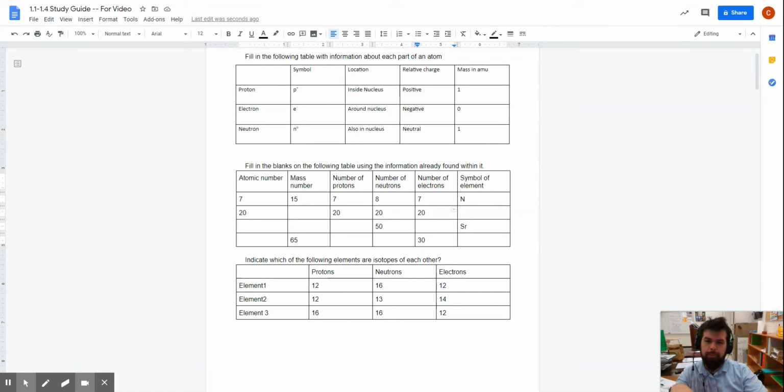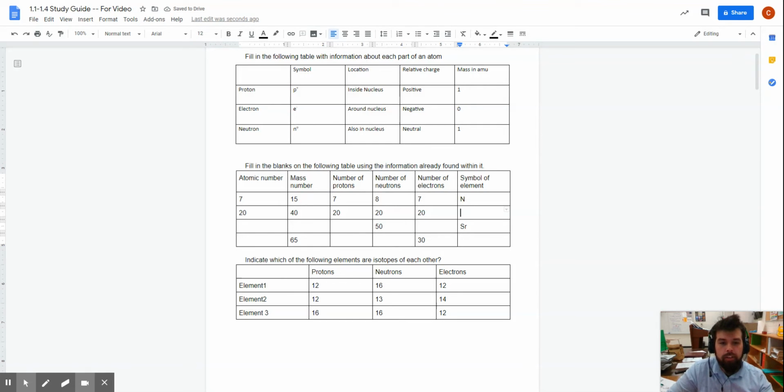All right. Then I need to get my mass number. Before, when I was looking for neutrons, I subtracted protons from mass number. Now I know my neutrons and protons, so I'll add them up to get my mass number. Protons plus neutrons equals mass number. 20 plus 20 equals 40.